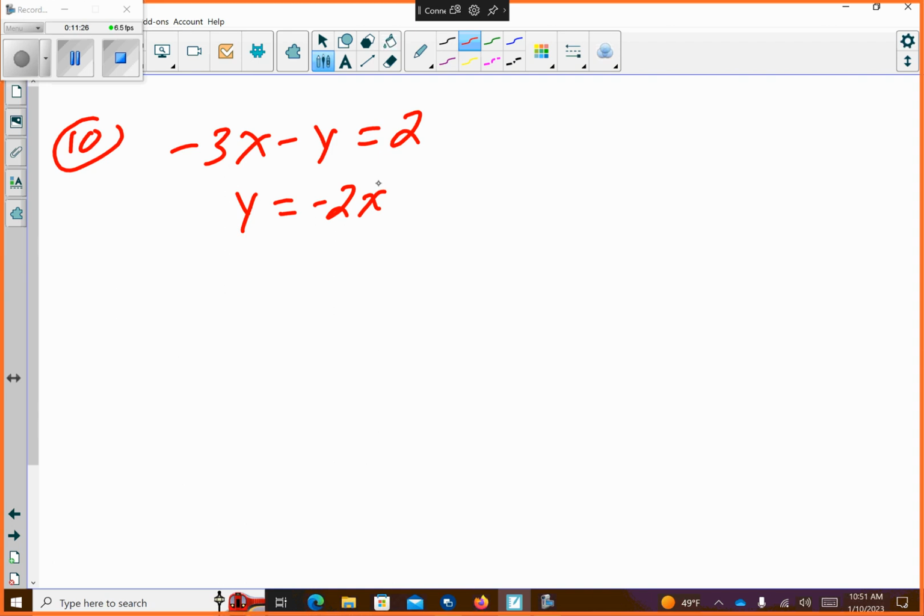Okay. It appears to be substitution for this problem, and of course it says it in the directions. But why would I choose to use substitution on this one? Yeah, what am I going to eliminate? I mean, I would have to move the minus 2x over. I could probably add them together at that point, but right now it's saying, hey, this is what y is equal to. So I'm going to replace this y with the negative 2x.